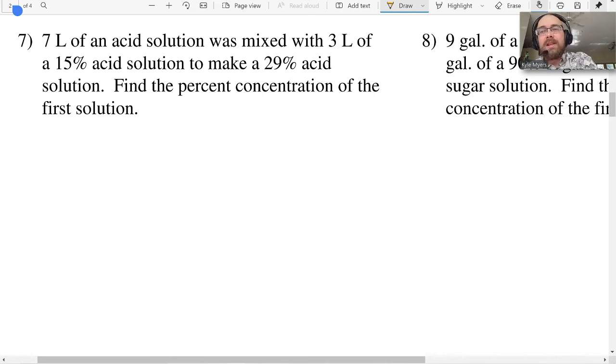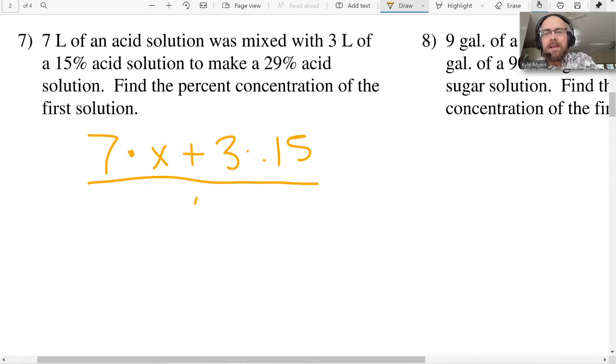It's some percent, right? So we're going to set this up the same way. 7 liters, and again, liters. I don't need to worry about the liters thing. You only need to worry about the units if the units are different. So 7 times some percent that we don't know, x, plus 3 times a 0.15 solution divided by the total. 7 plus 3 is 10, divided by 10. And that's going to equal, it's going to make a 29% acid solution, so 0.29.